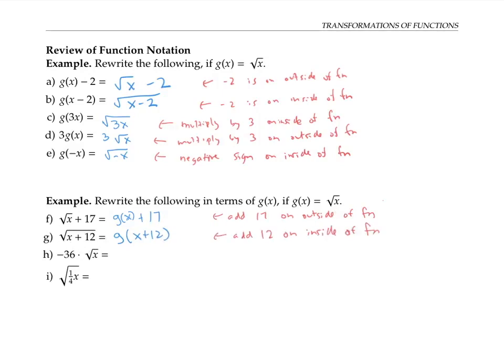In this next example, I'm doing the square root first and then multiplying by -36. So my minus 36 multiplication is outside my function. I can rewrite this as minus 36 times g of x. Finally, in this last example, I take x, multiply by a fourth, and then apply the square root of x. So that's the same thing as g of 1/4 x. My 1/4 x is on the inside of my function. In other words, it's inside the parentheses when I use function notation.